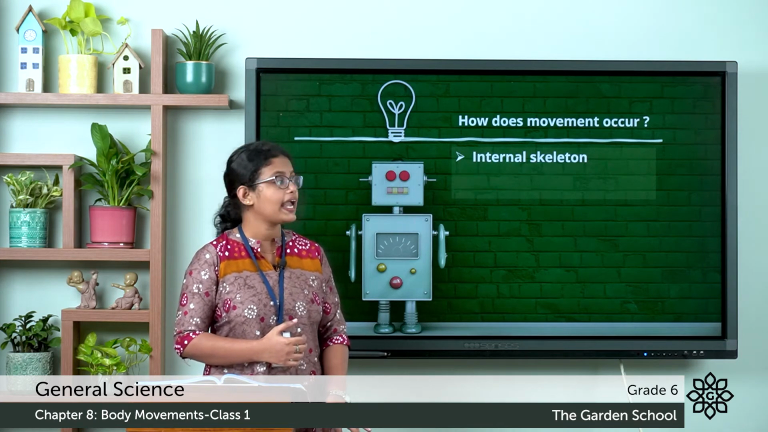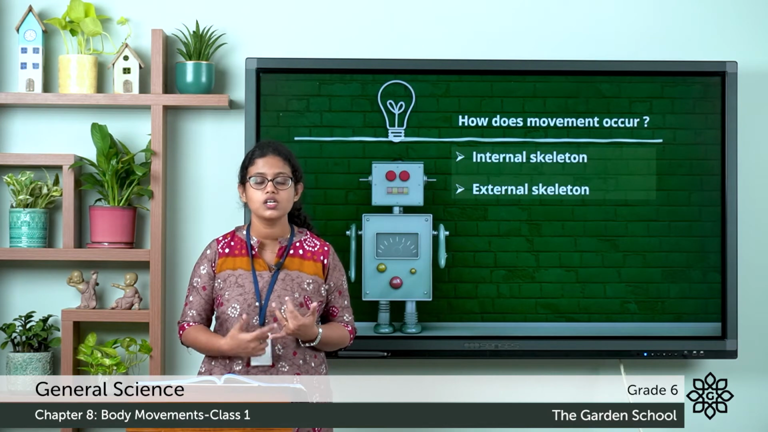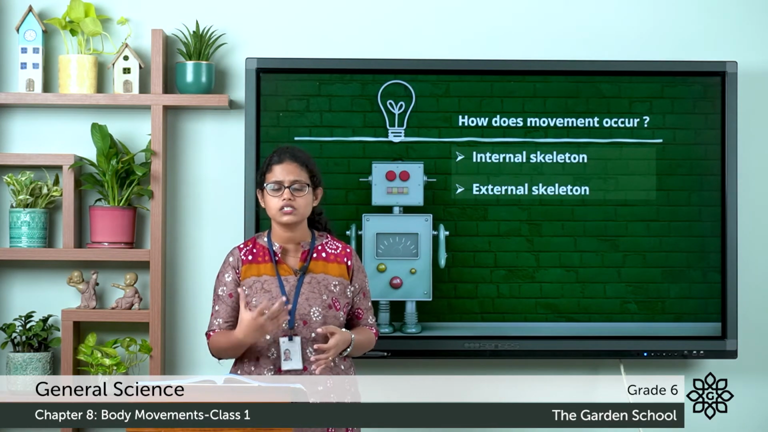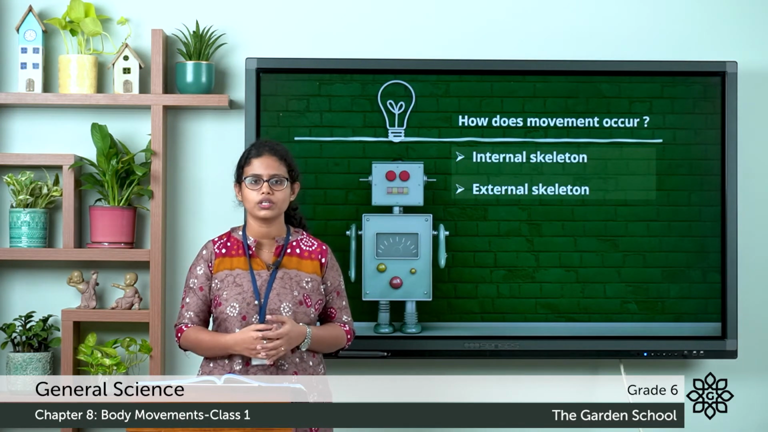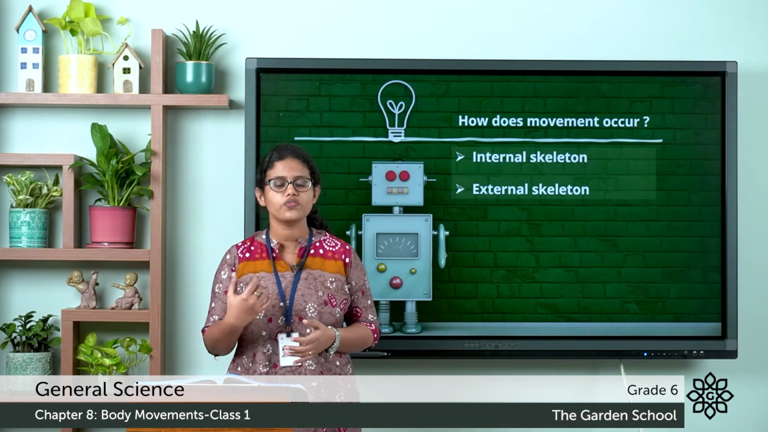The next is external skeleton. Animals like crabs, scorpions, starfish have an external skeleton, that is, a skeleton that is present outside the body, which is called the exoskeleton. It is in the form of shells.